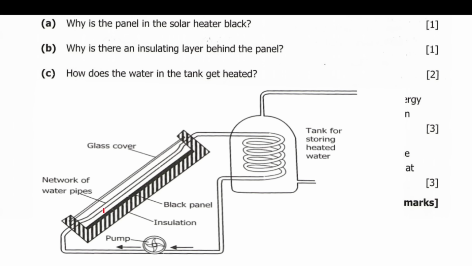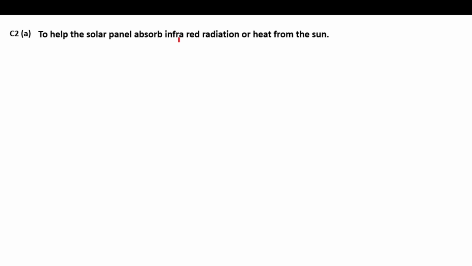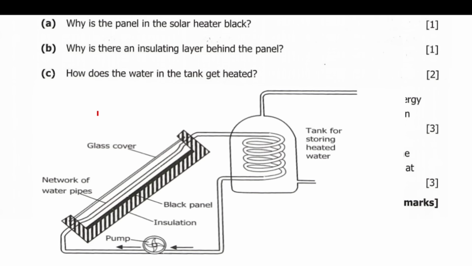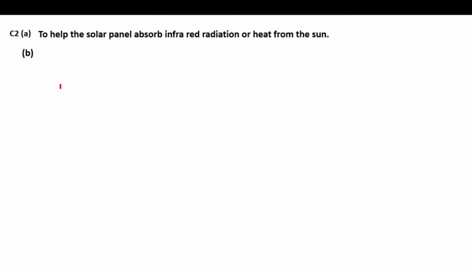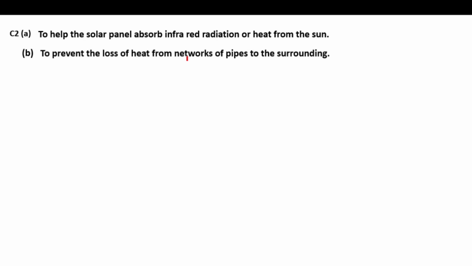To answer the first question, why is the panel in the solar heater black? The panel is black so that it can absorb heat from the sun. So the answer is: to help the solar panel absorb infrared radiation or heat from the sun. Then B, why is there an insulating layer behind the panel? This insulating layer is to prevent heat loss from the black panel, to prevent the loss of heat from the network of pipes to the surroundings.